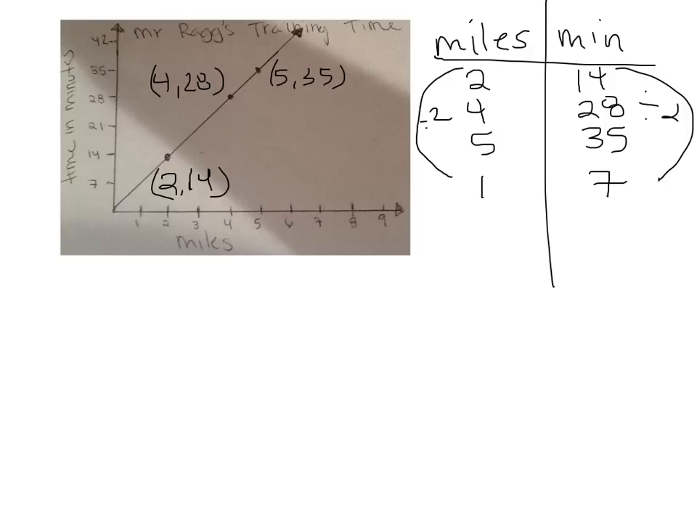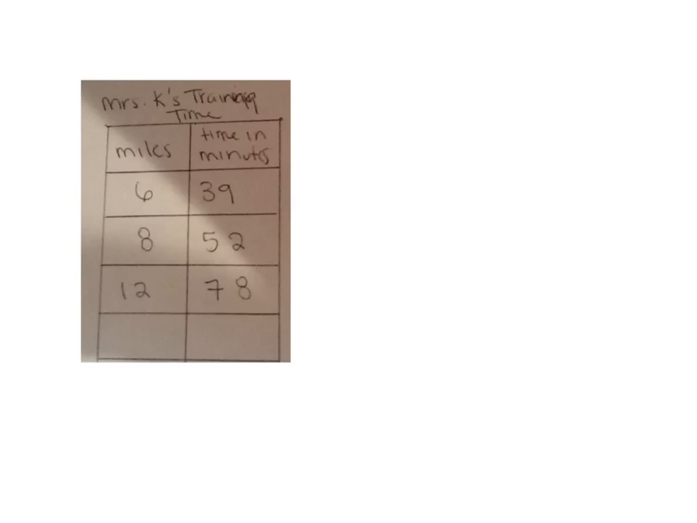So the unit rate I get for Mr. Ragg is 7 minutes per 1 mile. Of course, we could also say that's just 7 minutes per mile. Now let's look at Miss Condrick's. For Miss Condrick, we already have a table, but we don't have unit rate. So I again want to get to unit rate. So I want to know how long it takes her to run just 1 mile.